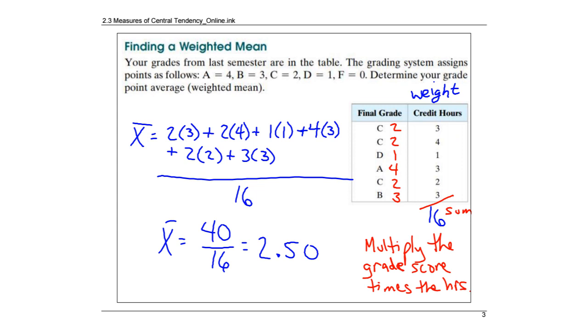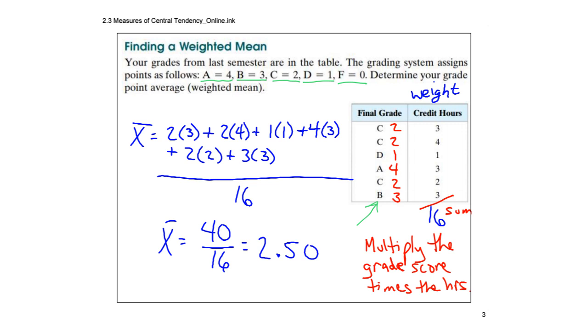So with GPA, we have set weights, right? A is worth 4 points, B is worth 3 points, C is 2 points, D is 1 point, and F is 0 points. Okay, so we are going to look at someone's grades here. So their final grades are right here. They have a C, a D, an A, a C, and a B.